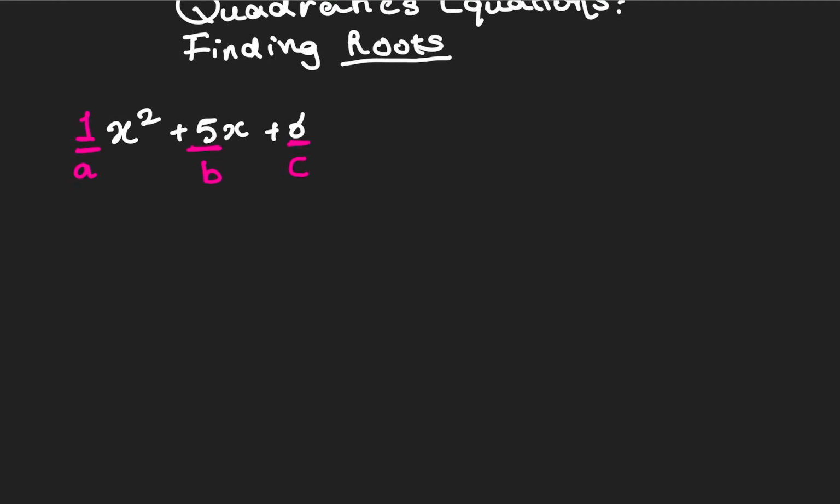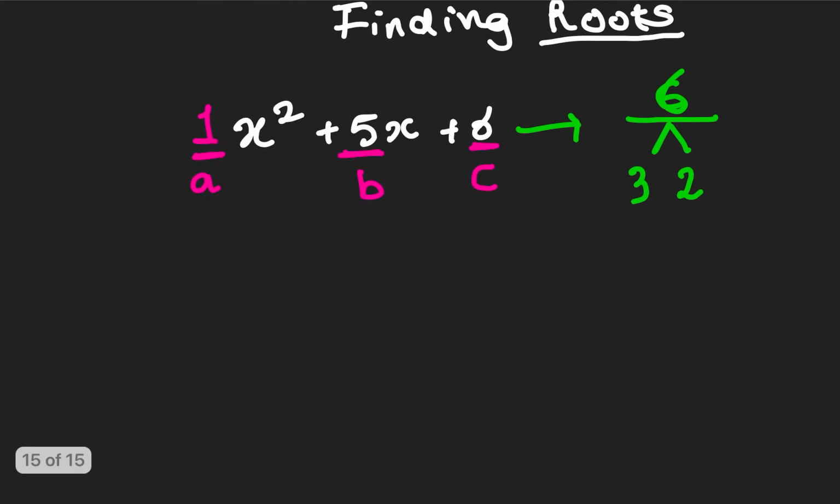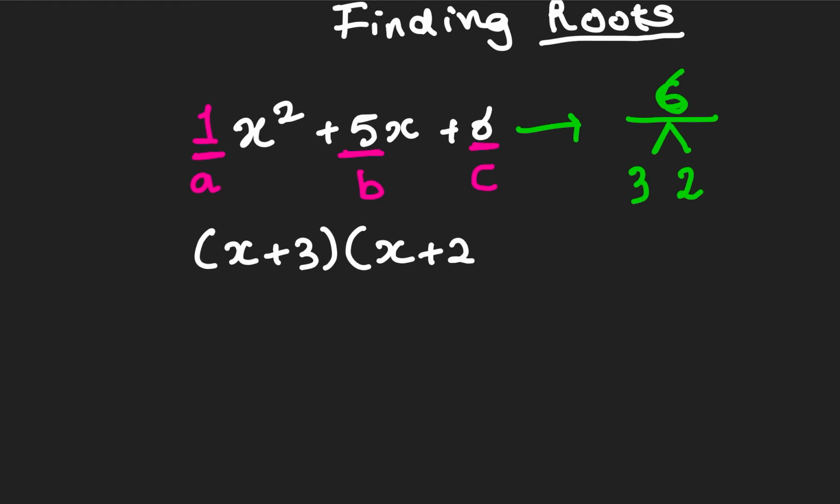Now I told you last lesson that for the product of c, so that's 6 here, there has to be two numbers that multiply to get c and two numbers that add to get b. So in this case we would have 3 and 2, and we can simply write it as x plus 3 and x plus 2.